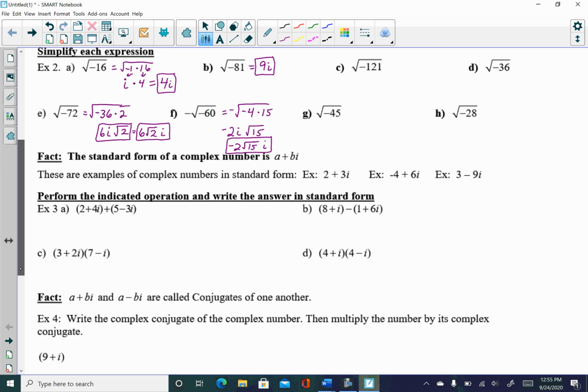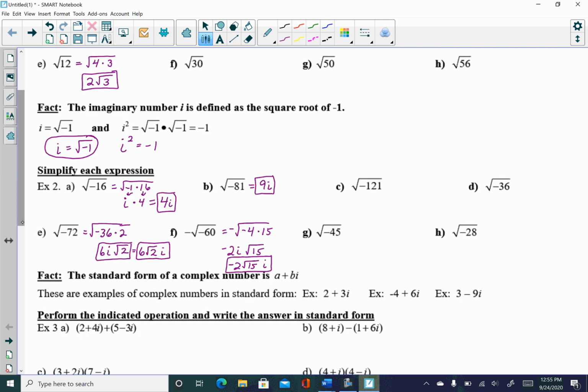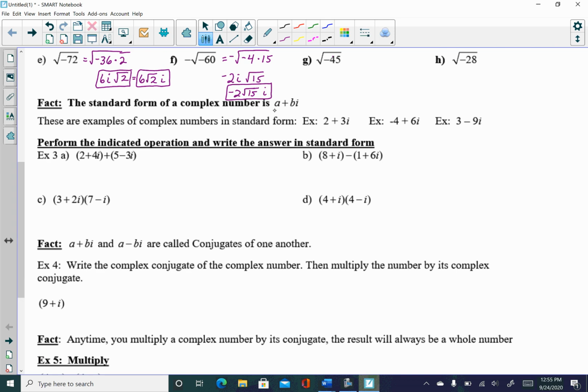Move on down, your next fact. The standard form of a complex number is always a plus bi. a is the real part, b is the imaginary part. Okay, so some examples of numbers that are in standard form. For example, down here, 2 plus 3i. 2 is the real part, 3 is the imaginary. Negative 4 plus 6i. 3 minus 9i. Okay, the number in front is the real part. The number in front of i is the imaginary part.